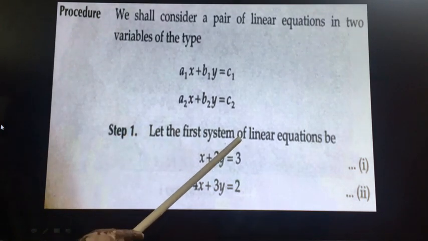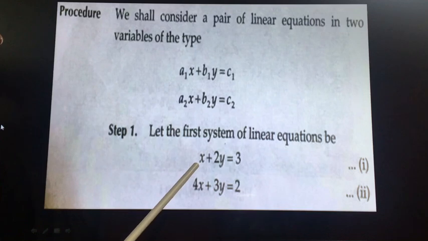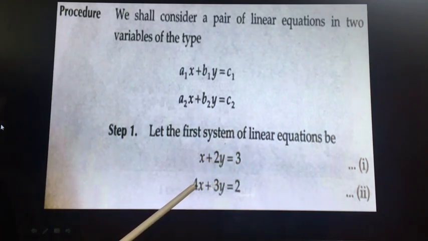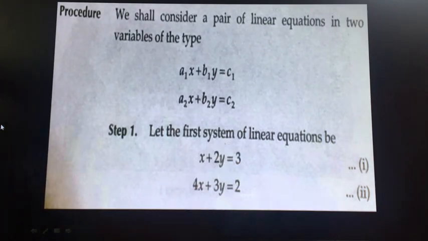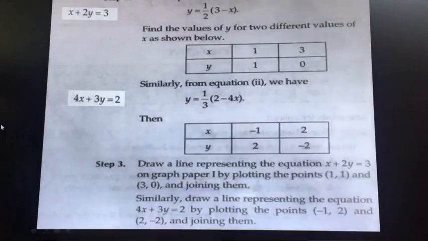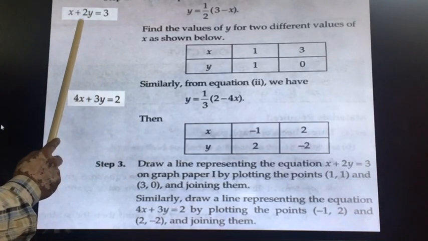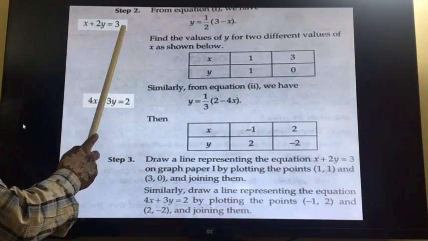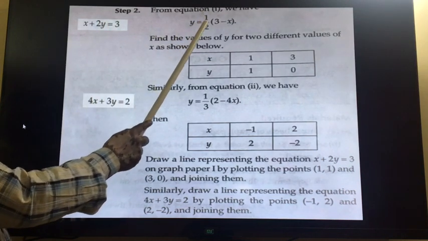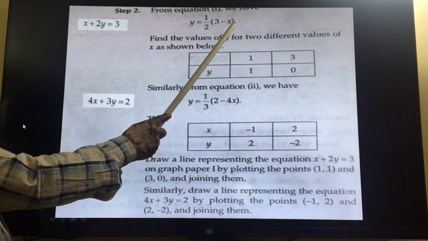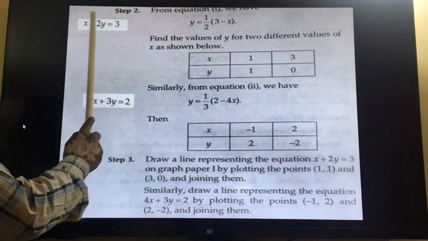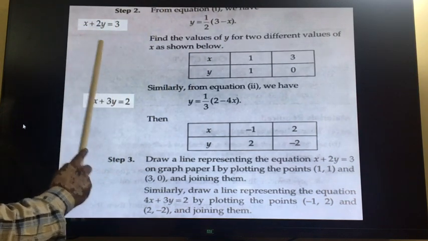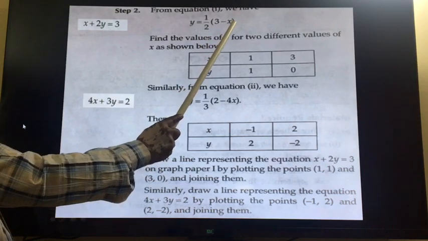So the first system of linear equations: I have taken the equation x plus 2y is equal to 3 and 4x plus 3y is equal to 2. First of all, we have taken these two equations and we will plot the graph for these two equations, right? So to prove this, what will you do? This was your first equation. From this equation we can find the value. So 2y is equal to 3 minus x, and then y is equal to 1 upon 2 into 3 minus x. You transfer x to the right side, so 3 minus x, and 2 will go down, so y is equal to 1 by 2 into (3 minus x).